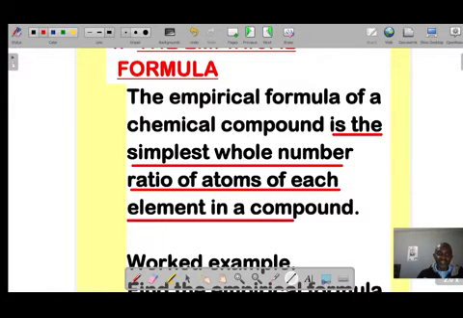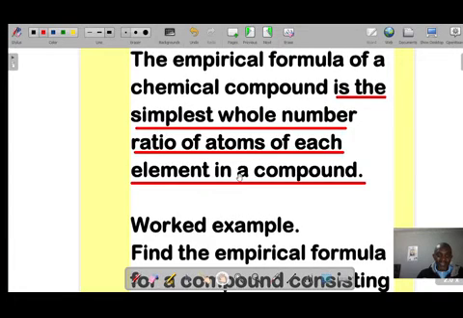So this simplest whole number ratio, we find it by finding the moles of each atom in the element, and then using mole ratios, we can simplify to find out how many of each atom are combined in that. So because of that, it means we don't need fractions, we don't need decimals in our empirical formula. Let us proceed, guys. I hope we are together.